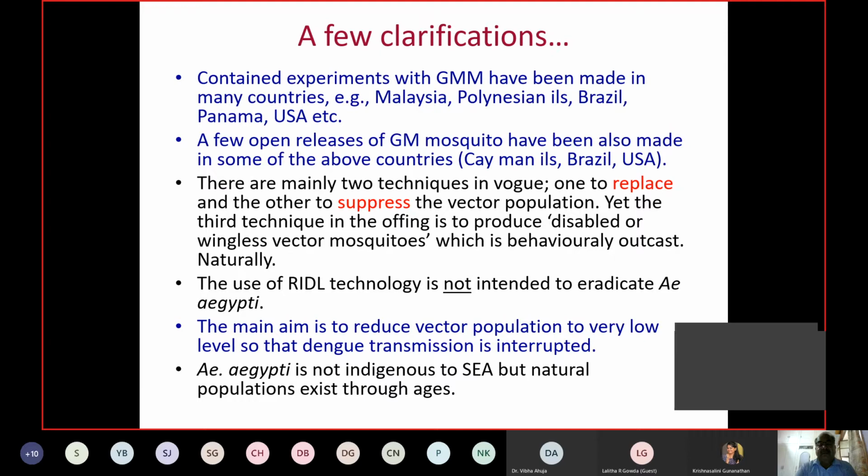And before I go forward, let me just have a word of caution, in the sense that there are many other countries and scientists who have already worked to a more advanced stage of GM mosquito research. Let us just see the background of the GM research across the world. Contained experiments with GMM have been made in many countries, including Malaysia, Polynesian Islands, Brazil, Panama, and very recently also the US. A few countries have also made open releases of GM mosquitoes, and these include Brazil, Cayman Island in the archipelago of West Indies, and the US very recently.